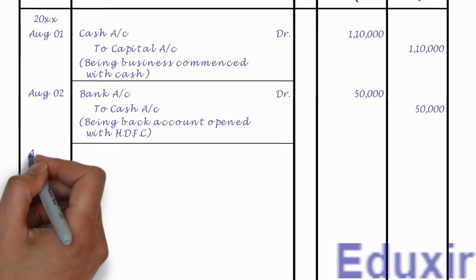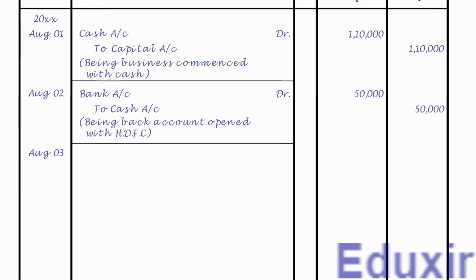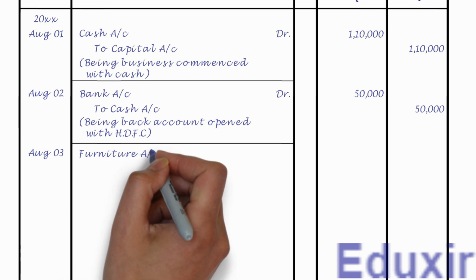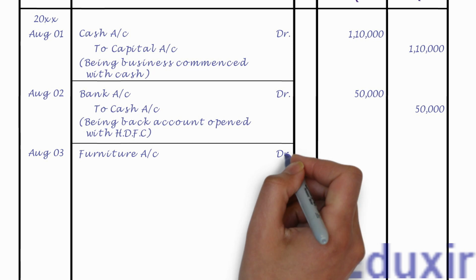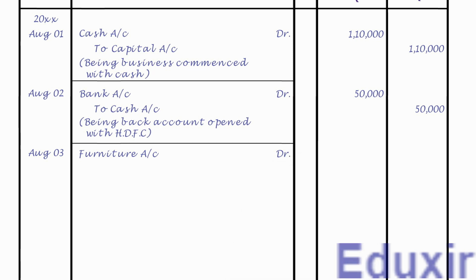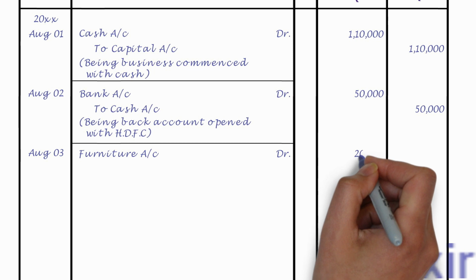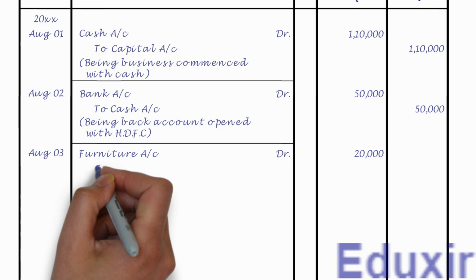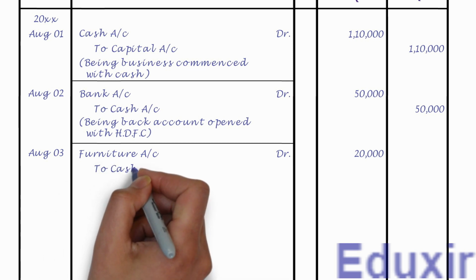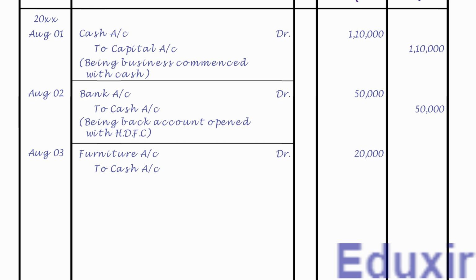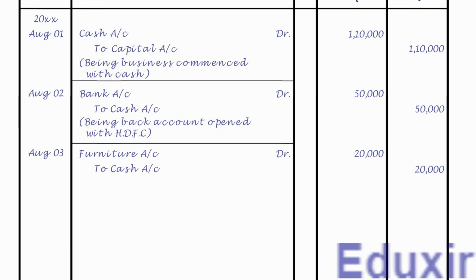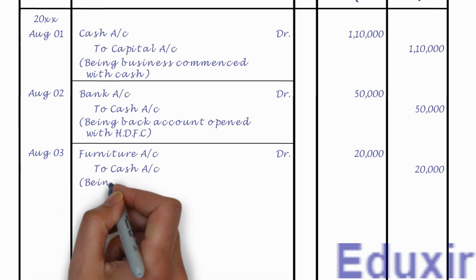Let us first record the date. Let us then record the furniture account as the debit entry. Let us also record the text DR to indicate that this is a debit entry. Let us also record the debit amount of 20,000 rupees into the debit amount column. Leaving a margin, let us now record the cash account as the credit entry. Let us also record the credit amount of 20,000 rupees into the credit amount column. Let us now record the narration or description of this transaction, that is, being furniture purchased for cash.